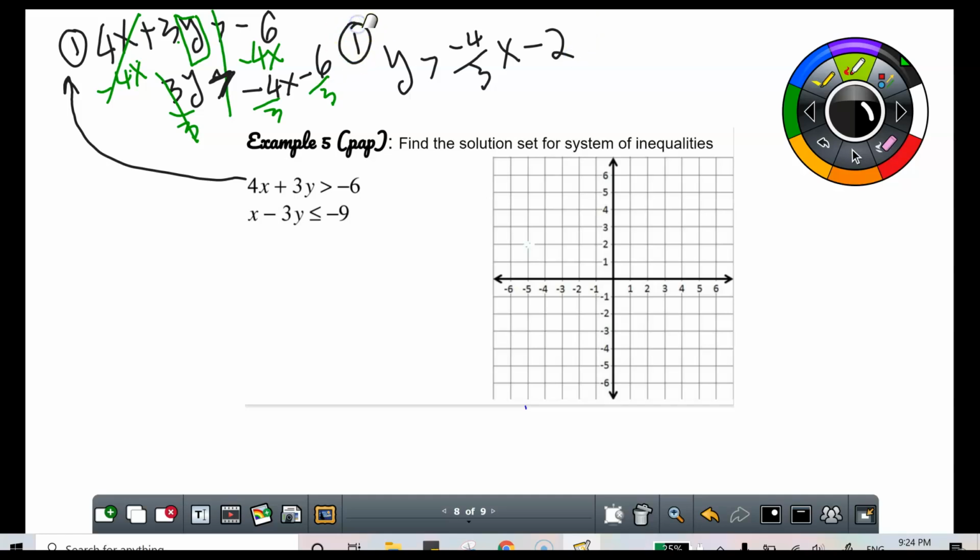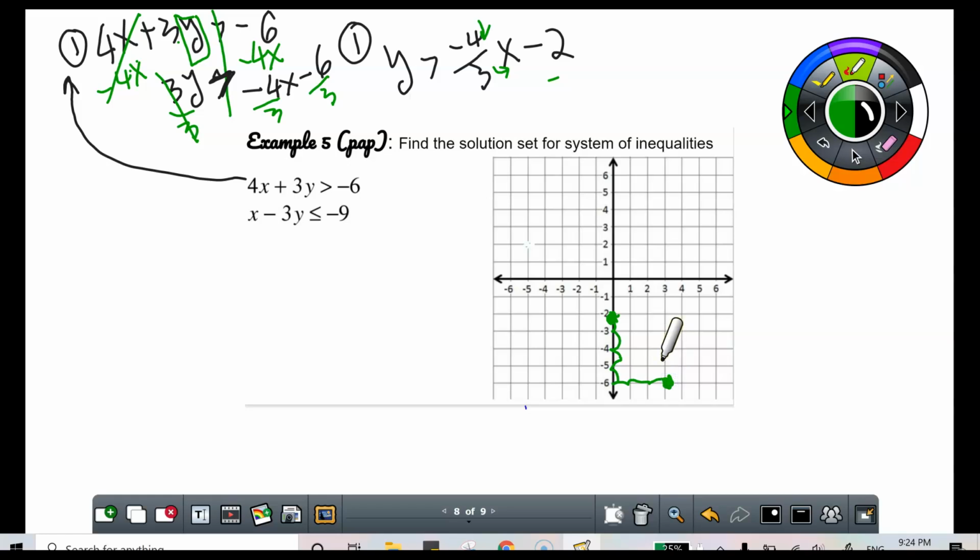We have no problem here. Nothing special here. We should be able to do this. Okay? And graph it. There's nothing new, so let's graph it. Okay? Y-intercept is negative 2. Slope is negative 4 over 3. So go down 4, go right 3. From the y-intercept, down 4, right 3.